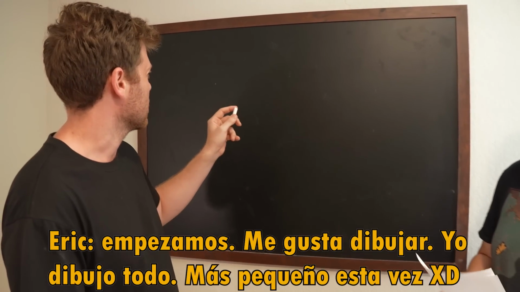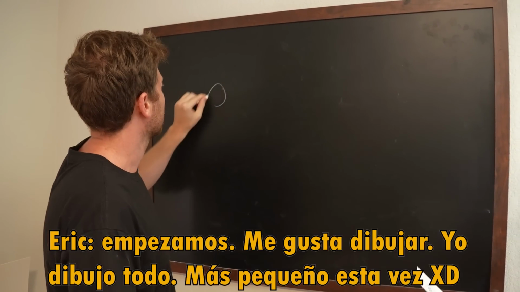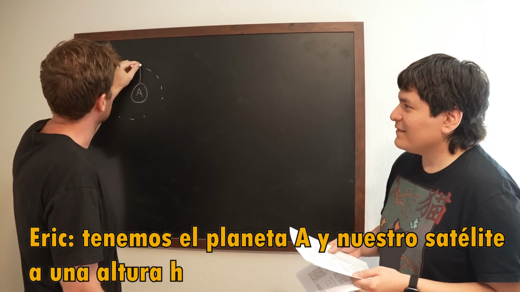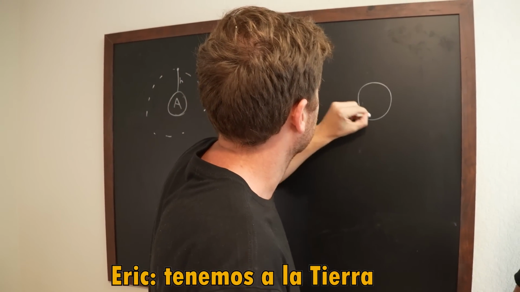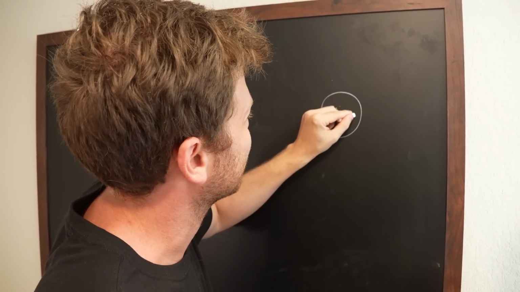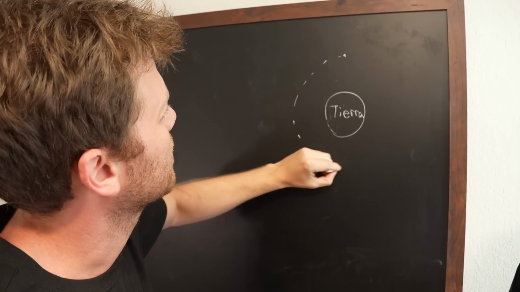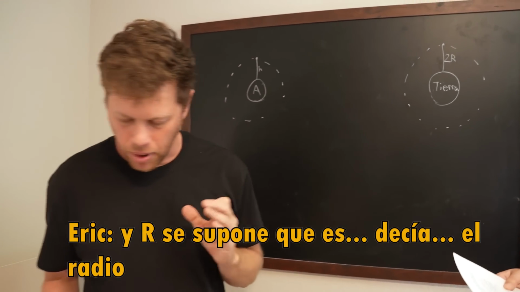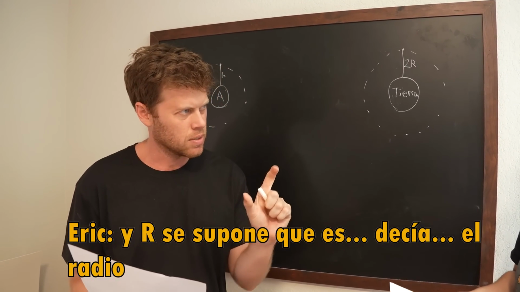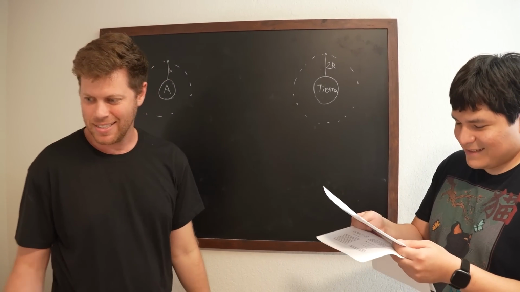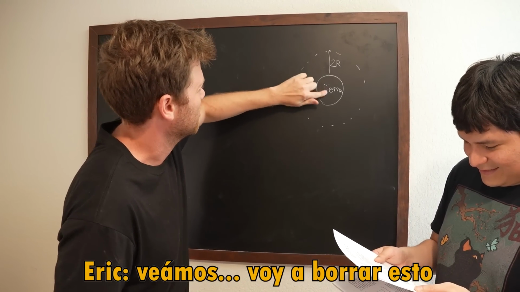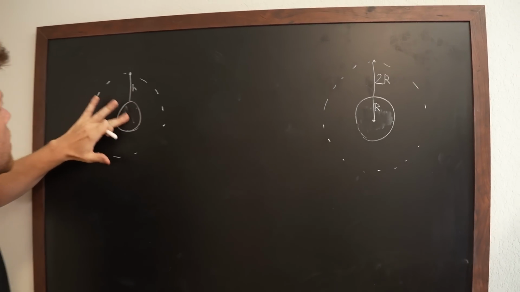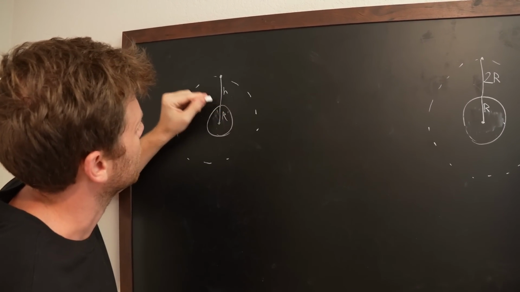Okay, so let's see. We start. I like to draw. I'll draw everything. It's smaller this time. So we have planet A, we have our satellite at a height H, we have Earth. I remember this time. And this was 2R. And R is supposed to be, it said, the radio de la Tierra. So let's see. I'm gonna get rid of this, just so I can do the extra. Porque es la Tierra, so I don't forget. I'll just say this is planet A.